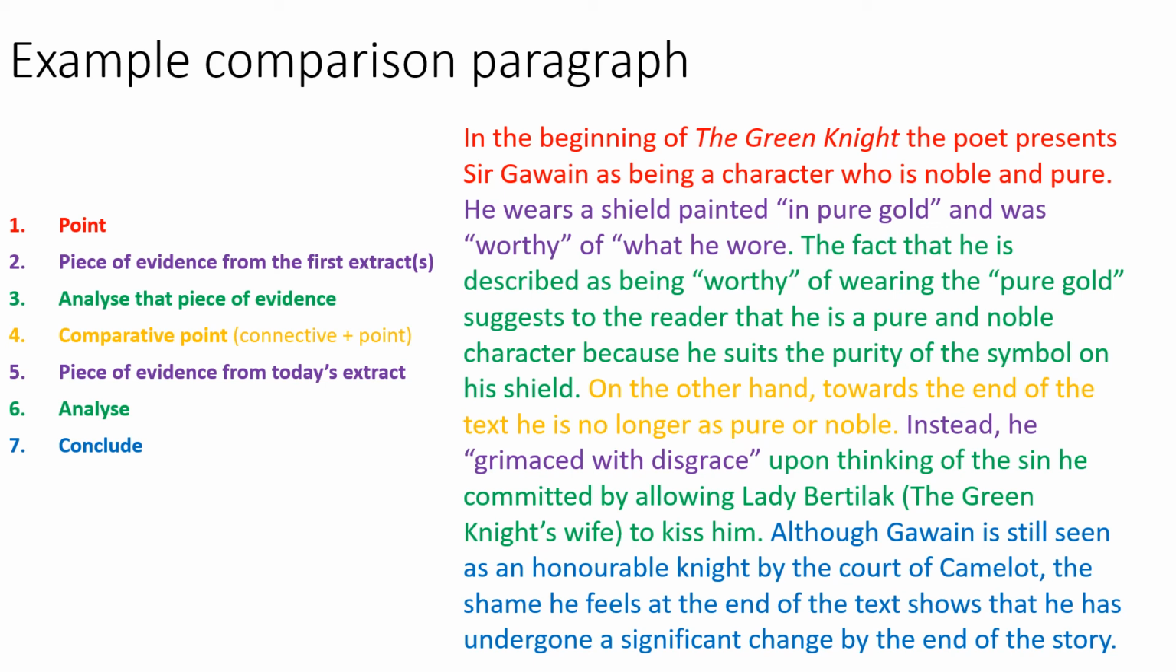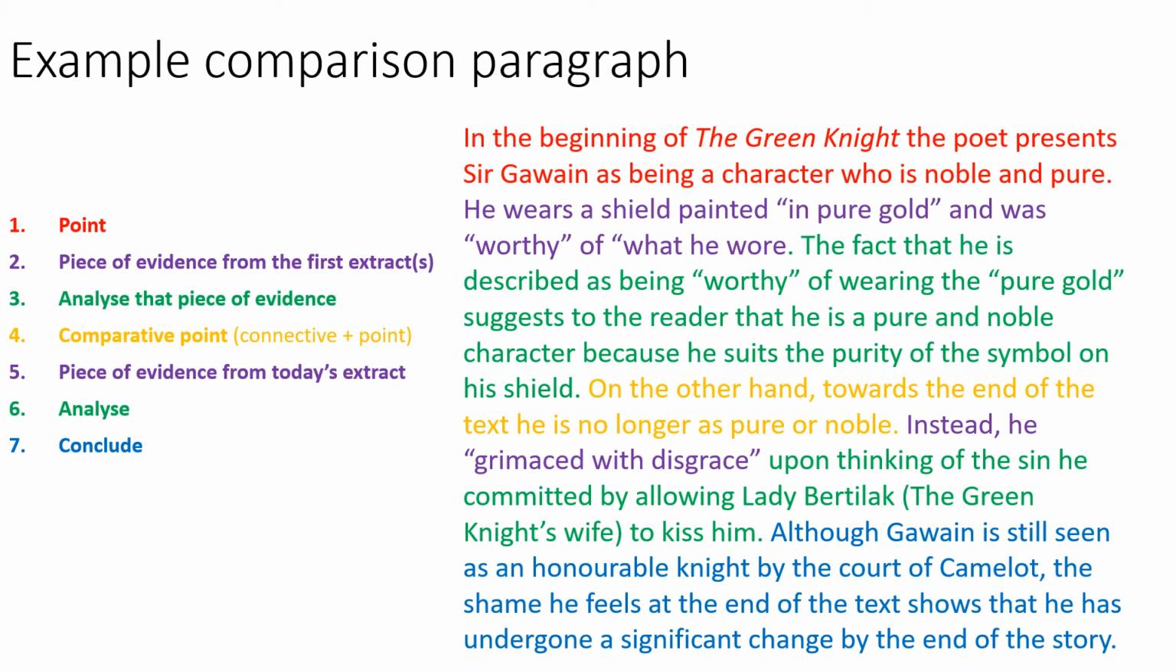Instead, he grimaced with disgrace. So a grimace is like a horrible frown. He's feeling very hard done by. He's feeling guilty about this disgrace that he has brought upon himself. So you put your next piece of evidence in, and then again you analyze. So upon thinking of the sin he committed by allowing Lady Bertilac to kiss him.